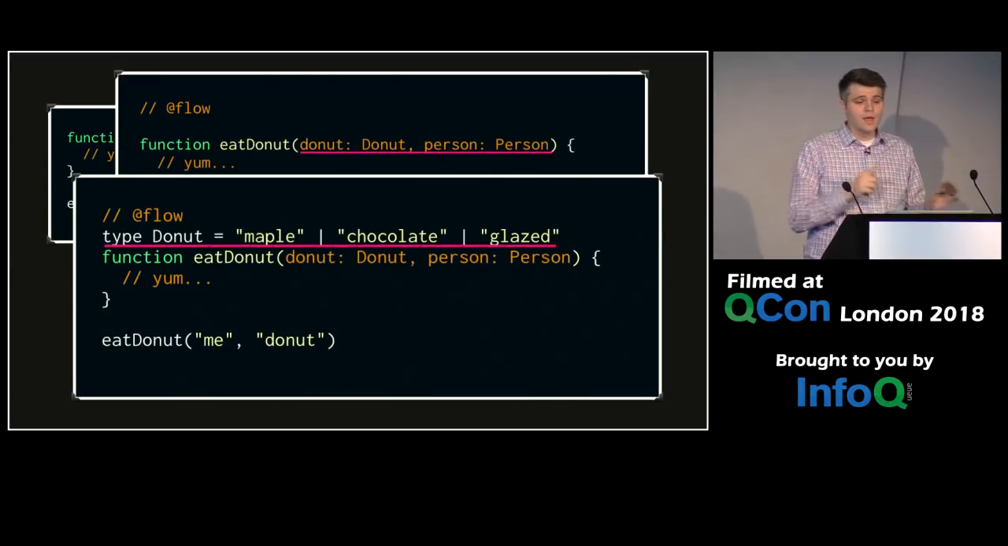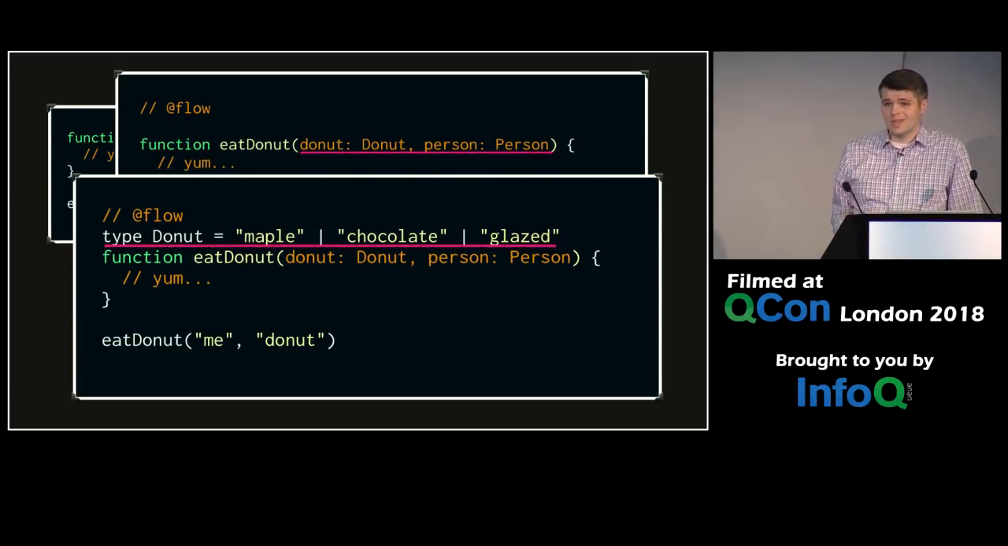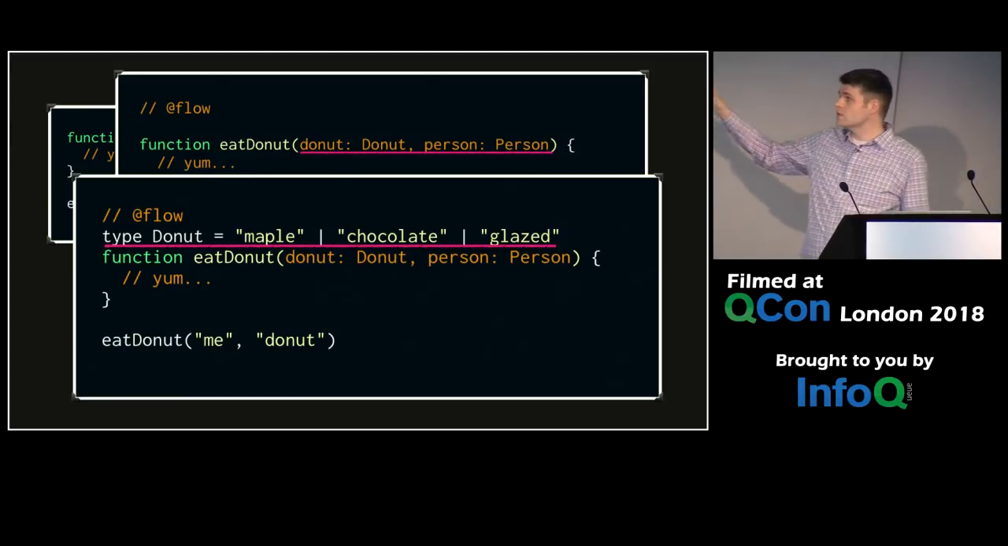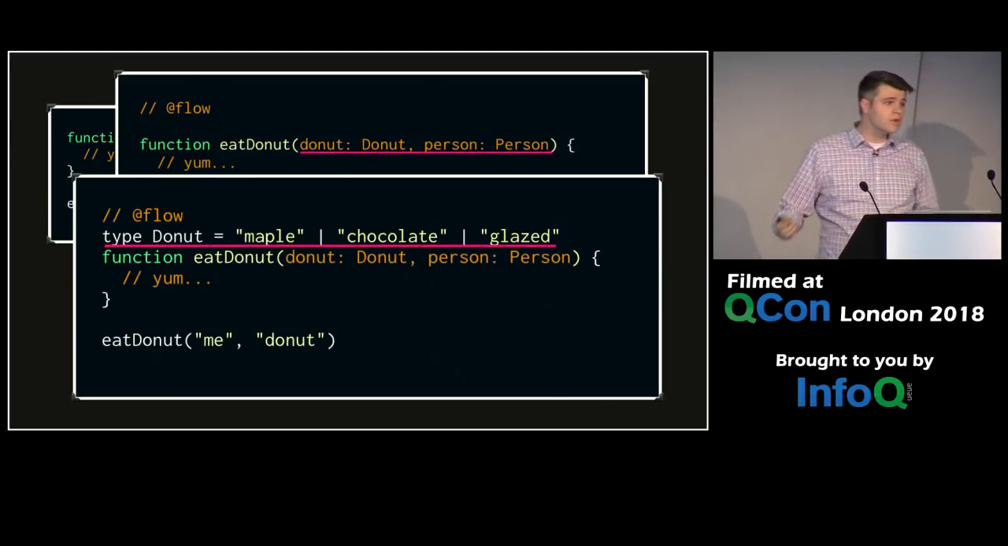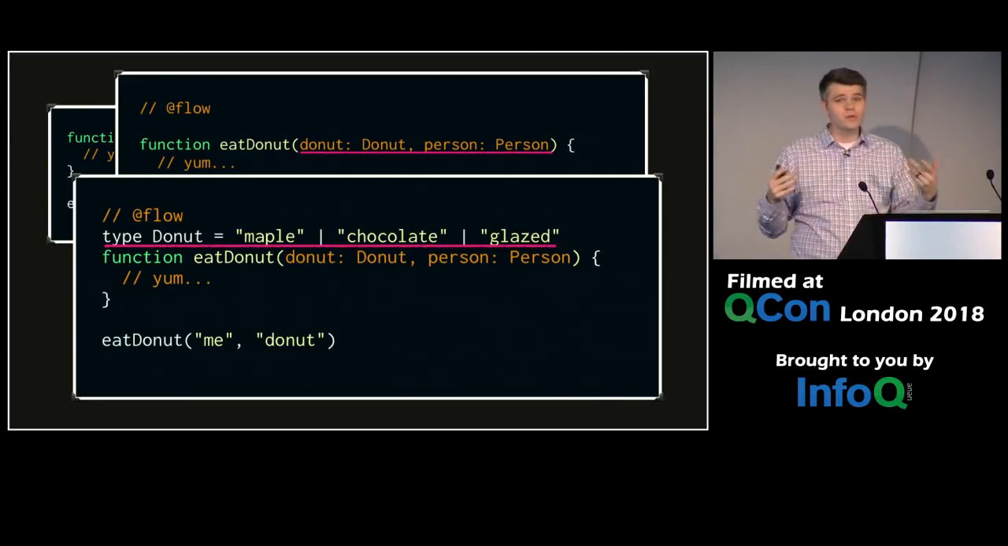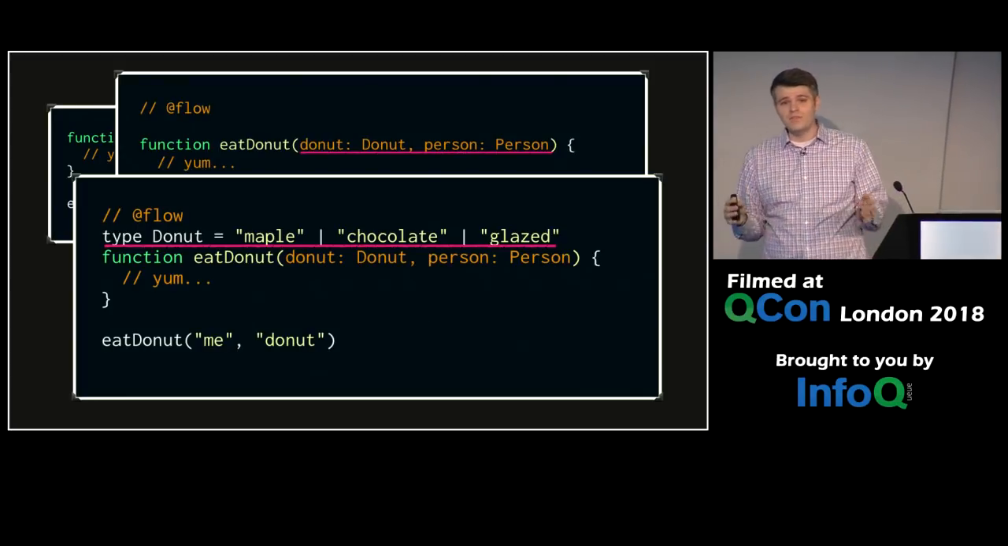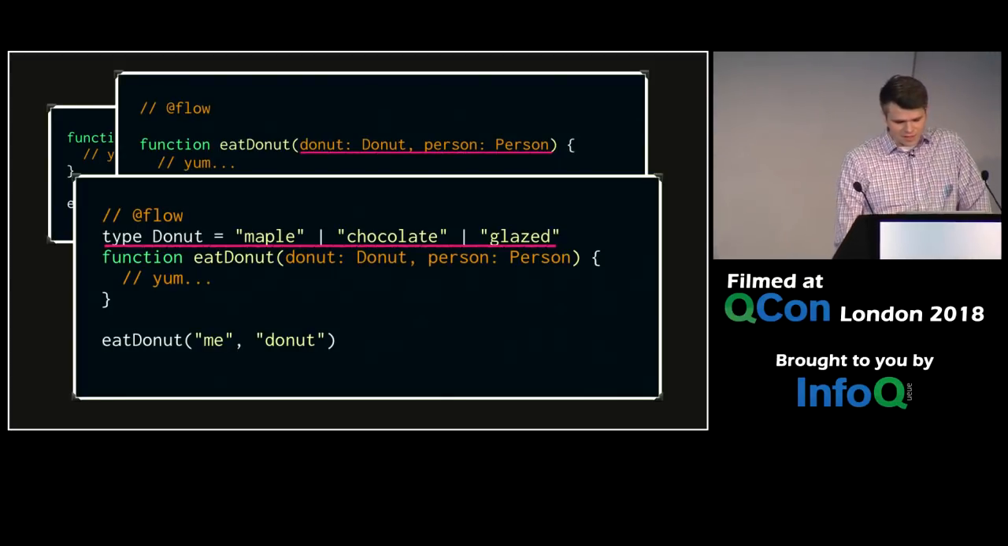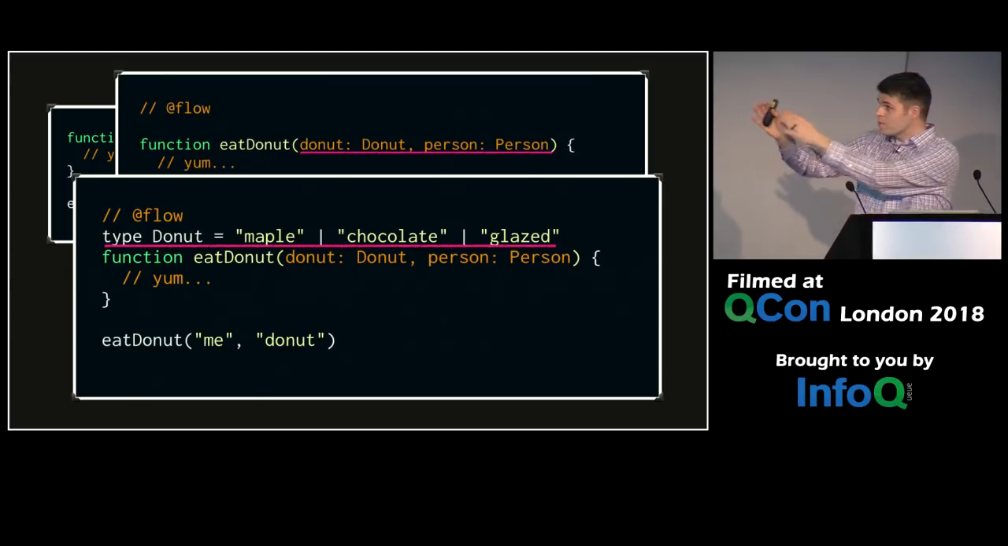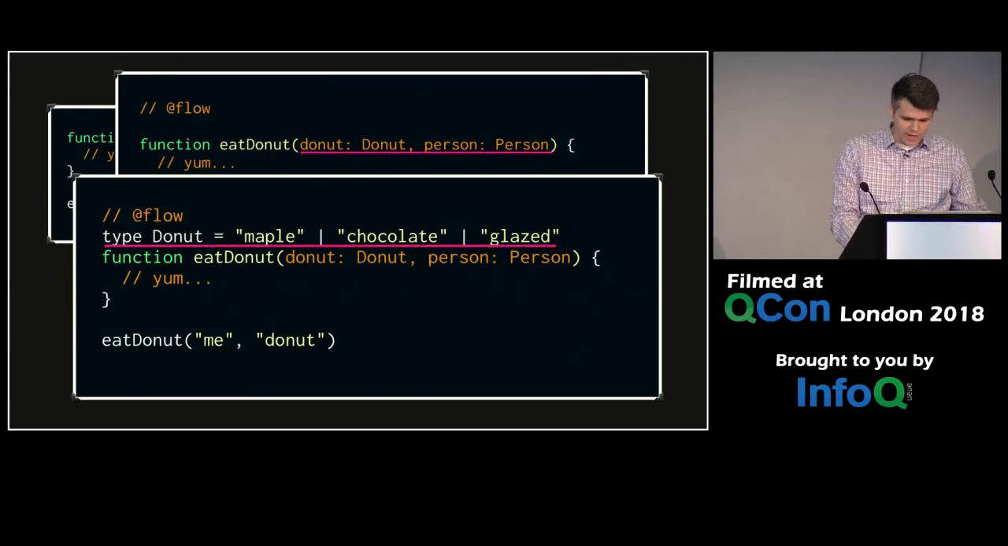So then I have to say type donut equals, here's a Flow-style enum. So I can just say a donut means one of these three strings: maple, chocolate, or glazed. I know there are other donuts, okay? I'm familiar with donuts. I live in Portland. We have a lot of donuts in Portland. It's very common to have donuts there. They're very good. But for the purposes of the example, I only want to show 3 kinds of donuts.